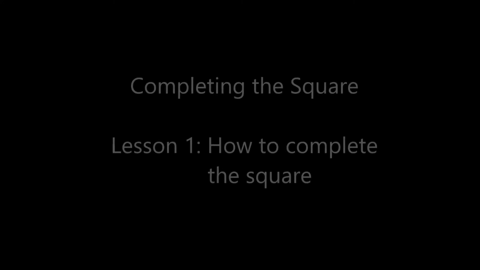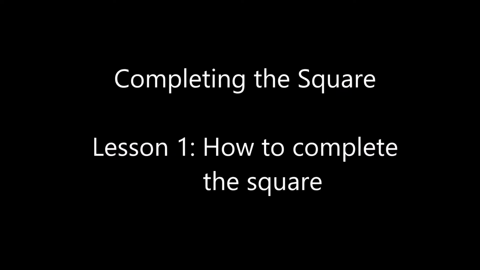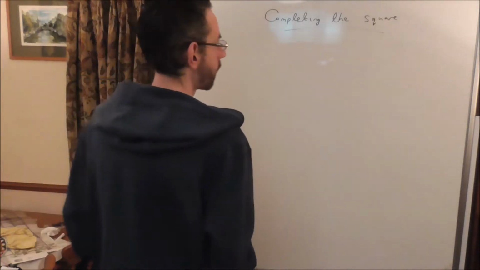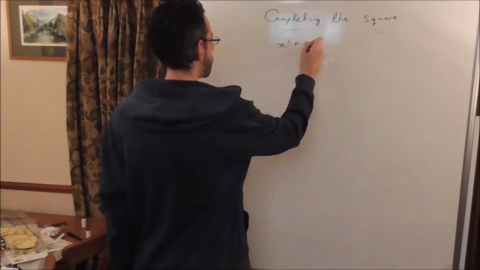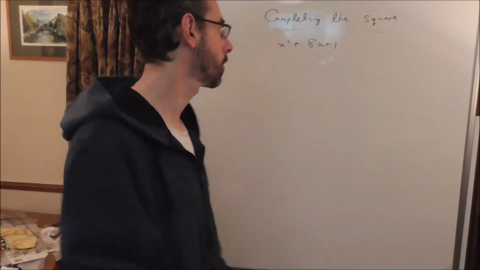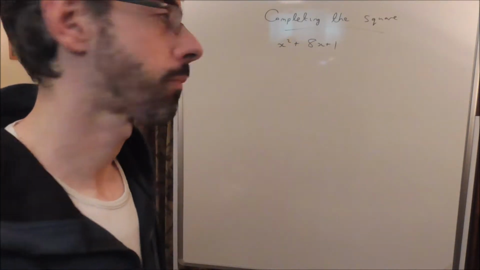Let's start the lesson. Right, so completing the square. Completing the square is about quadratic expressions, expressions with an x squared term basically. So for example, x squared plus 8x plus 1 is a quadratic expression because it's got an x squared term. And completing the square is just about rewriting these sorts of expressions in a different form.